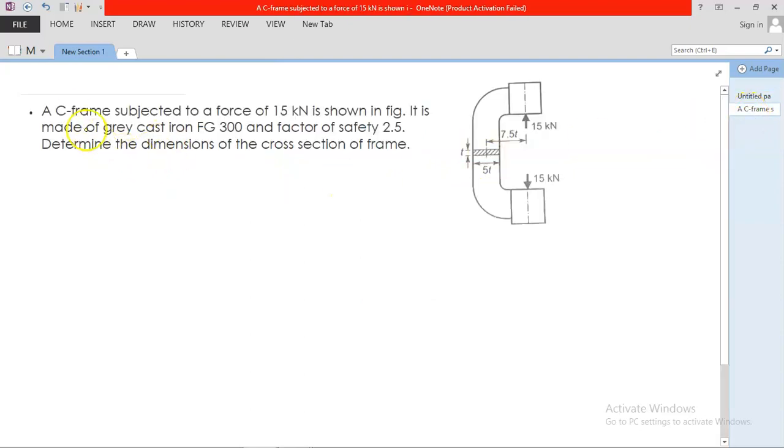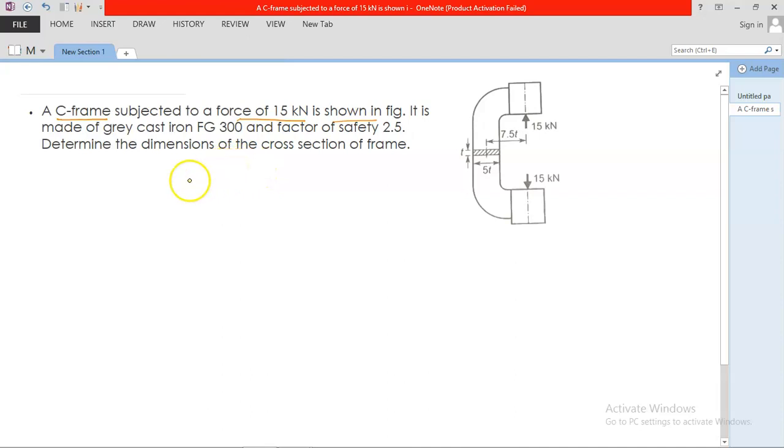The problem is: suppose a C frame is given. A C frame is subjected to a force of 15 kilonewton, as shown in the figure. So this is your C frame. A load of 15 kilonewton has been applied at some distance from its frame center. It is made up of grey cast iron, given as Fg 300, and the factor of safety is 2.5. Determine the dimensions of the cross section of the frame. So we need to find the dimensions of the cross section of the frame.